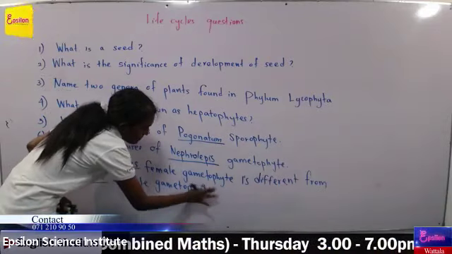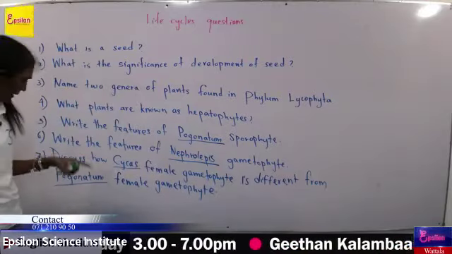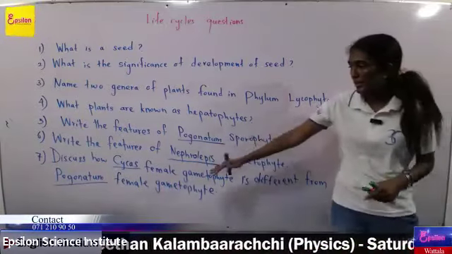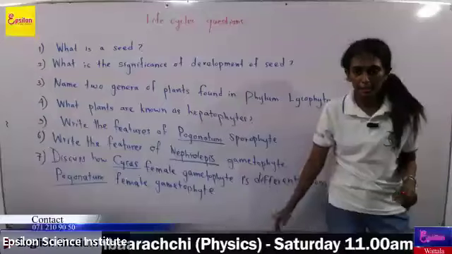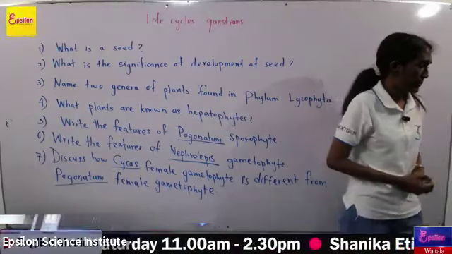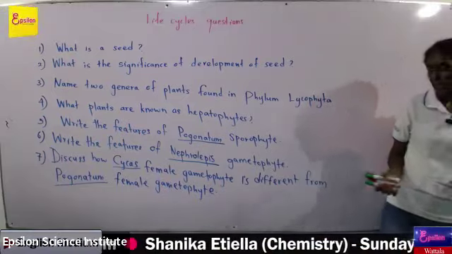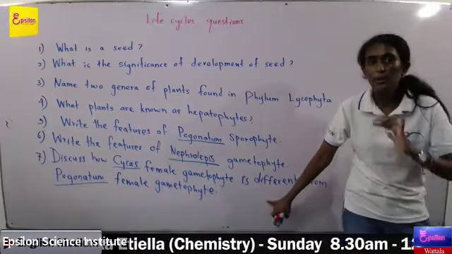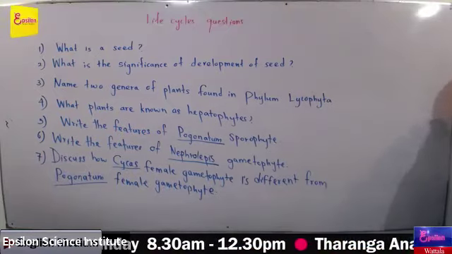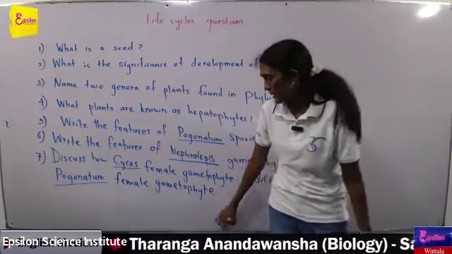This kind of question, I put this question on purpose. This is asking, discuss how the Cycas female gametophyte is different from the Pogonatum female gametophyte. You have to write about only the Cycas female gametophyte, how it is different from that, right? It's not a comparison, right? For the coming paper also, there are a few questions like that. So write only one side according to the question, okay? If it is asking you to write the differences between, you have to write both sides. This is not like that.